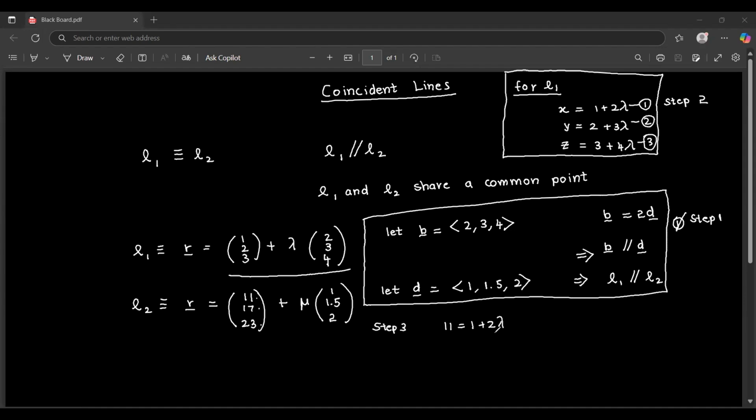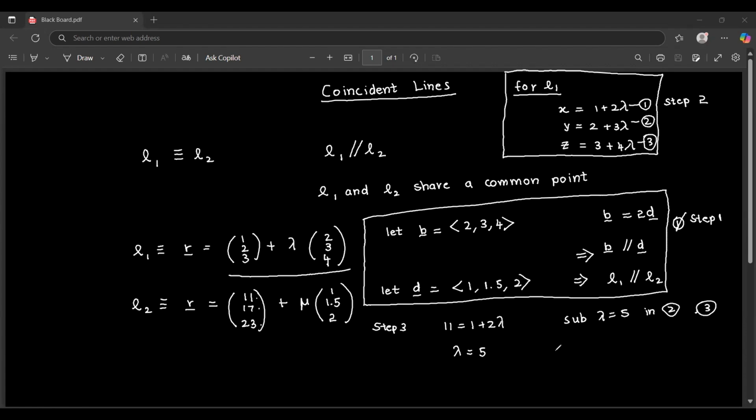All right, 10 is equal to 2 lambda, so lambda will be equal to 5. Sub lambda equals 5 into 2 and 3. You can change the orders. You can start with 2 or you can start with 3. I normally do it with 1 because that's conventionally easy for me.